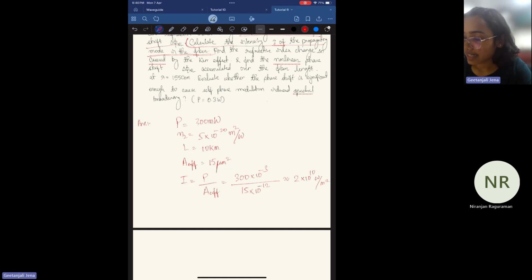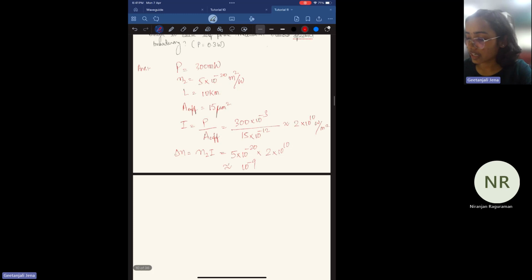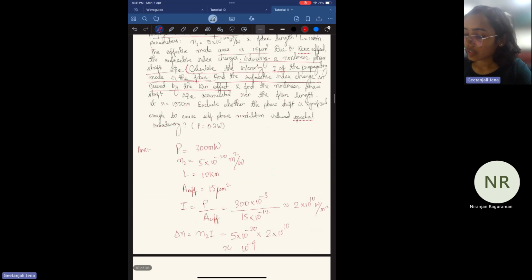In the second part, find the refractive index change, delta n, caused by this Kerr effect, which you can easily find out, right? Delta n is nothing but n2 into I, which is already calculated. So n2 was already given, 5 into 10 to the minus 20. I is 2 into 10 to the 10. So this will give a value 10 to the minus 9. So delta n is also easy to calculate.